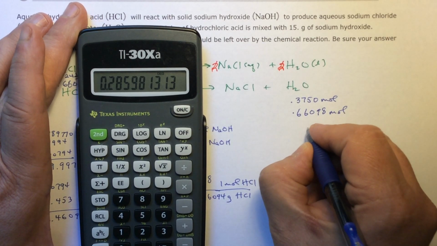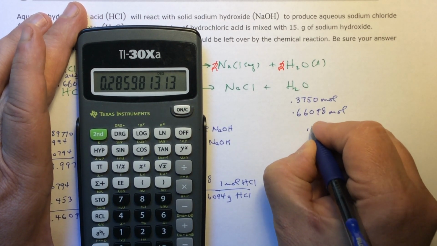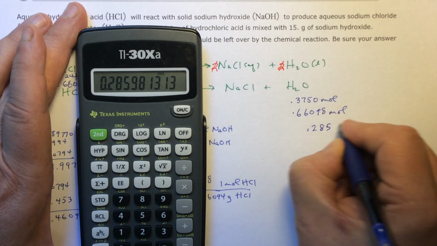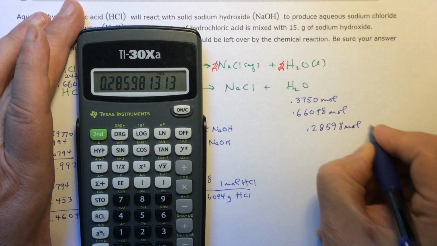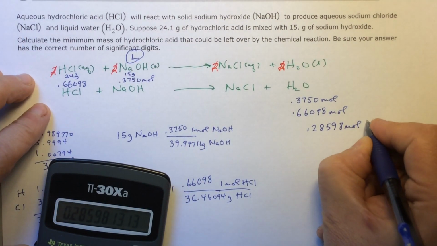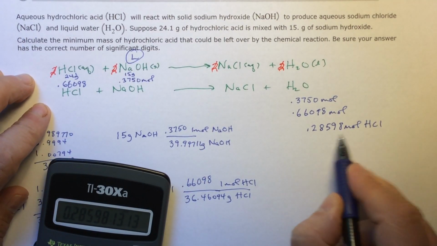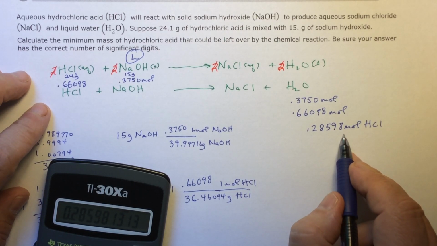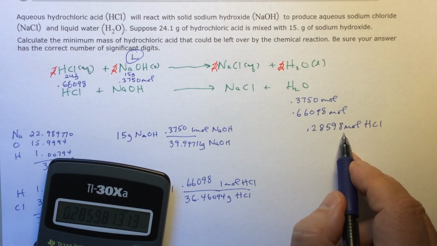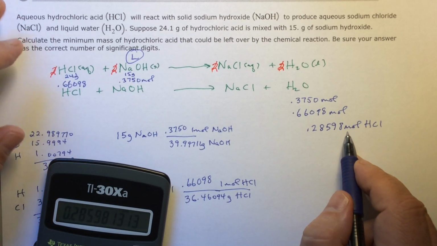That means I'm going to have excess of 0.28598 moles of the hydrochloric acid. That's how much I have in excess. All right. Well, how many grams of that? They're going to ask for grams. How many grams of excess is that? How much left over is it?